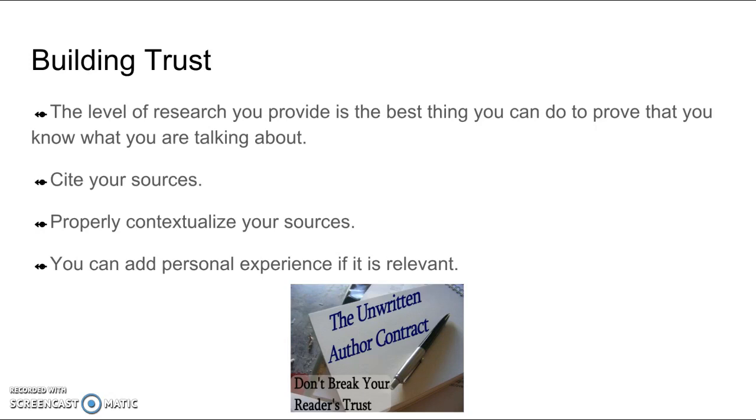Citing your sources is important. So if you cite sources that people know and trust, they are then going to trust you in your opinions. Properly contextualize your sources. For instance, let's say you're citing a person and people know that they have a bias. If you say, here's a quote from them, I know they have a bias, it'll diffuse them. They'll think, oh, okay, this person knows what they're talking about because they're at least admitting they're not trying to hide.